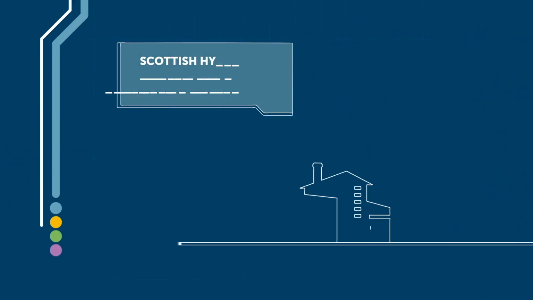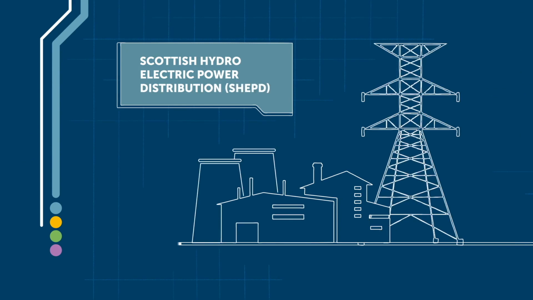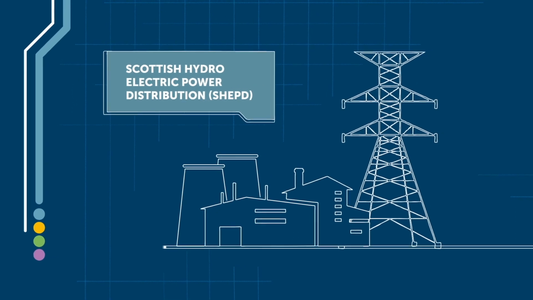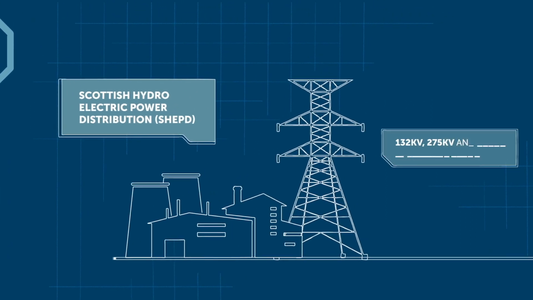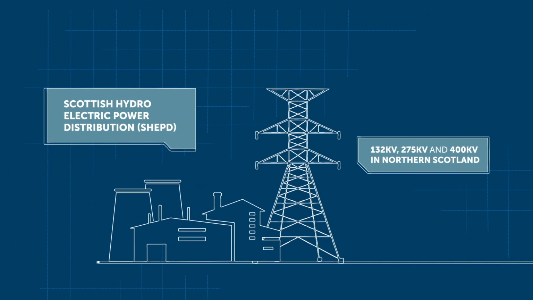The northern region of our distribution network area, Scottish Hydro-Electric Power Distribution, SHEPD, is served by SSEN Transmission. They are responsible for the electricity transmission network in the north of Scotland, maintaining and investing in the following voltages: 132 kV, 275 kV and 400 kV. The transmission network 132 kV, 275 kV and 400 kV in the southern part of Scotland is owned and maintained by Scottish Power Energy Networks.